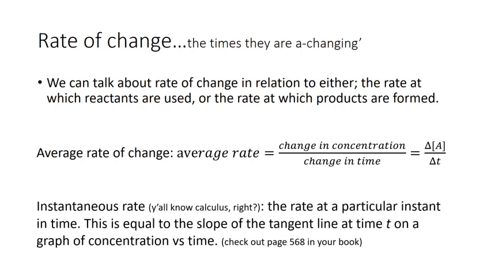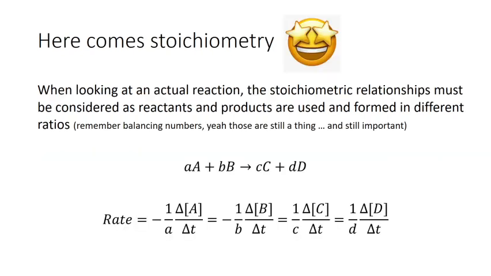And here we're going to talk about instantaneous rate, because that is something that we tend to look at. And this is the rate at a particular instant in time. It is equal to the slope of the tangent line at time t on a graph of concentration versus time. Your book has a great visual for this, so you should check it out on page 568. But essentially, if you don't know how to do the calculus, you would graph and then draw a tangent line to a point in time, find the slope, and that will be your instantaneous rate.